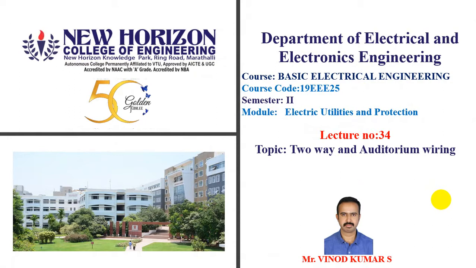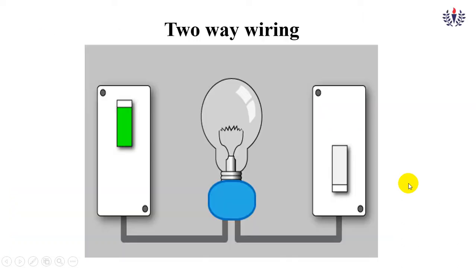Welcome to the lecture series of Basic Electrical Engineering. We are seeing module 4, that is Electrical Utilities and Production. So today we are going to see an interesting topic, that is two-way and auditorium wiring. So two-way switching as well as the auditorium wiring. It is quite interesting.